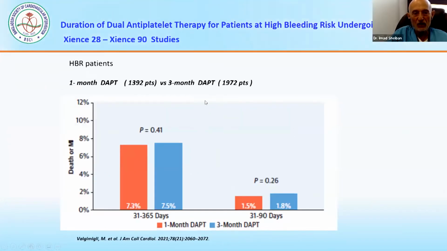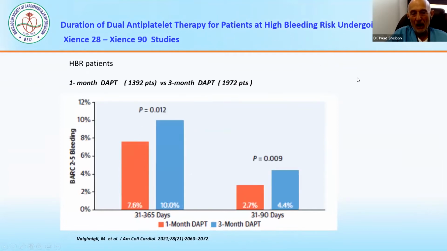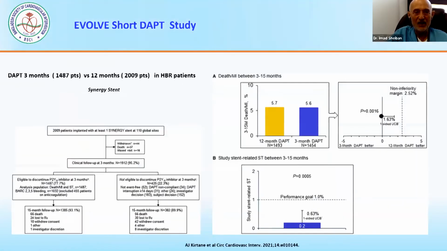And if we look also at further data from the same studies, Science 28 and 90, coming to only one month, this will have the same outcome. That means reducing ischemic events, reducing bleeding events without any change in ischemic events.